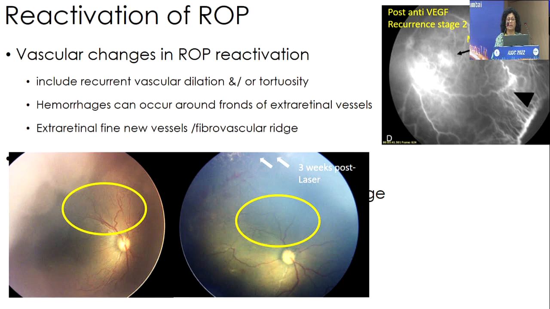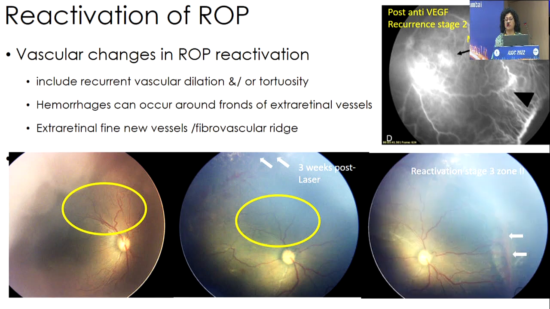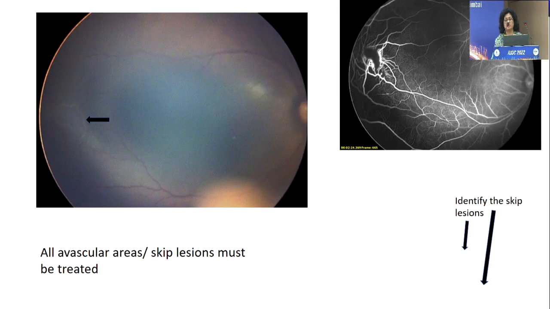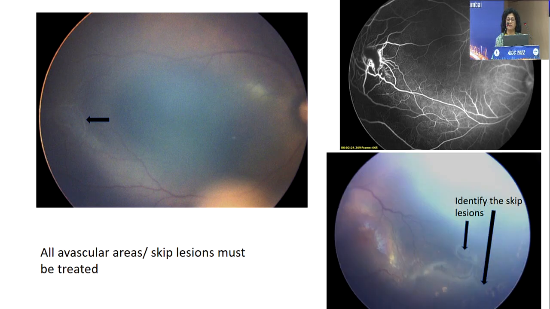So it looks good. But once the patient comes back for follow-up, there's reactivation in the form of a ridge coming up again. So you have to really maintain the follow-up in these babies till the time you see total regression. And then again, for sequelae of ROP. This is a lifelong follow-up for any ROP baby. In case you have reactivation, just try looking for these avascular areas or skip lesions which could be left behind. So you have to address these areas for complete regression of ROP.